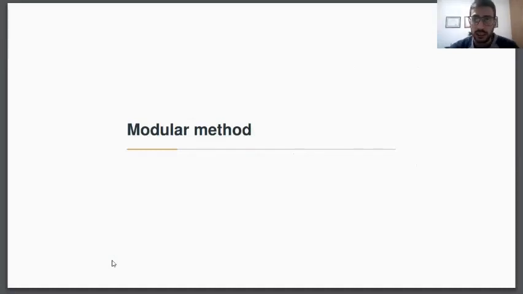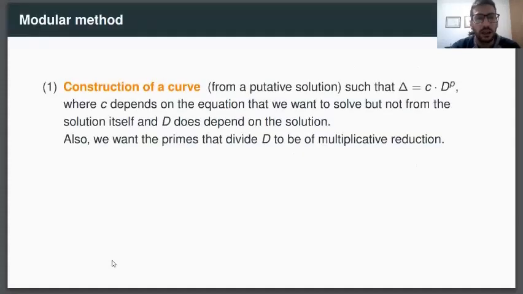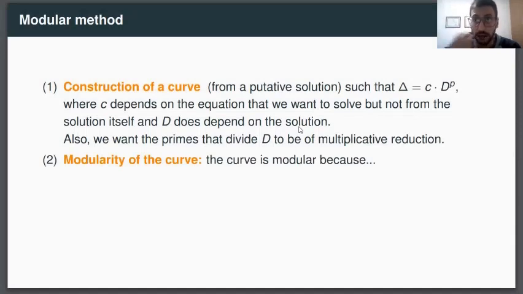So what is the modular method? It basically consists of these 4 steps. Let me give a brief summary. First, we need to construct a curve from a putative solution such that the discriminant of the curve is of this form: a constant, which does not depend on the solution, times something that does depend on the solution, but it is a p-th power. And also, since we later want to use Ribet's result, we want the primes that divide D to be of multiplicative reduction.